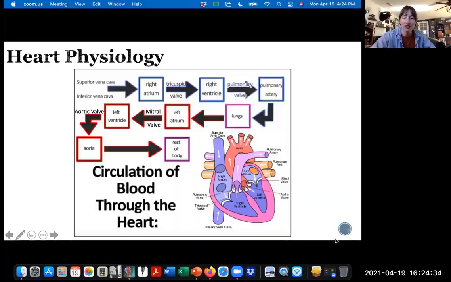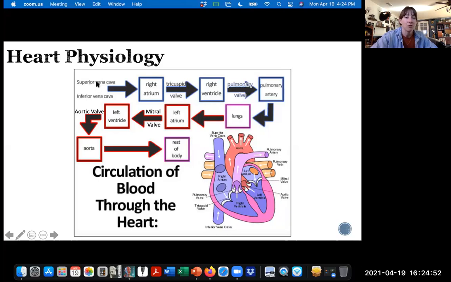Hello, everybody. Picking up right where we left off, we're going to talk about our heart's physiology now, as opposed to the anatomy that we went over in our last video. So let's review again the blood flow through the heart. This is so very, very important.